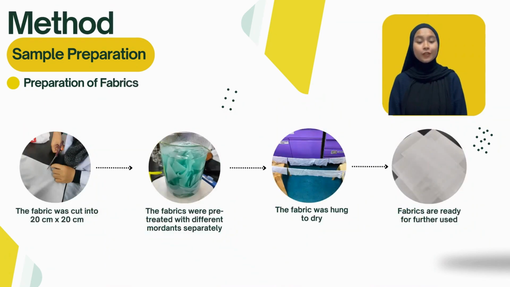Next, we turned our attention to the fabric. Each piece was cut into a uniform size of 20 cm by 20 cm. Before dyeing, the fabrics underwent pre-treatment with the mordants, vinegar and copper sulfate, separately. This step ensured that the dye could penetrate and bond effectively to the fibers. Once treated, the fabrics were hung to dry for 24 hours and were ready for dyeing.